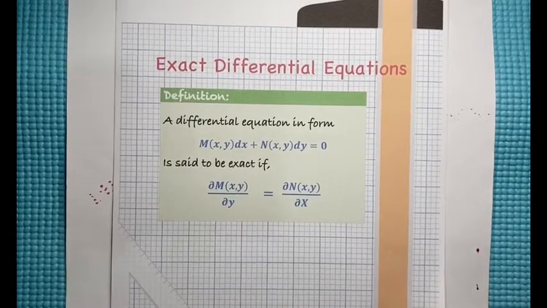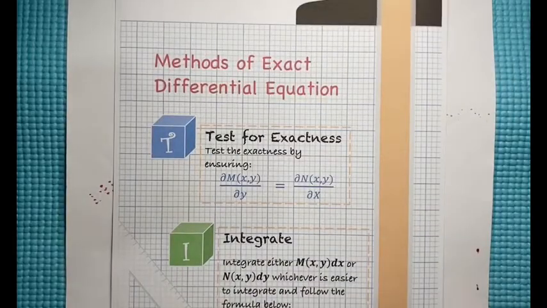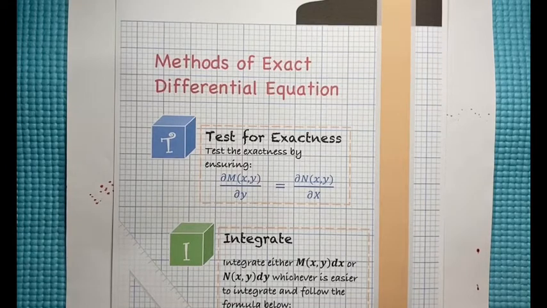Okay, so to continue, there are actually two methods in solving or finding the general solution and particular solution of an exact differential equation. One is the method of exact differential equation, which is usually the longer method, while the other one is the method of grouping, which is usually the shortcut method.